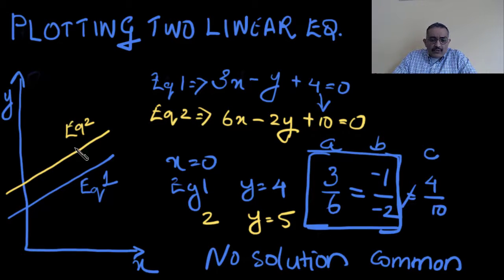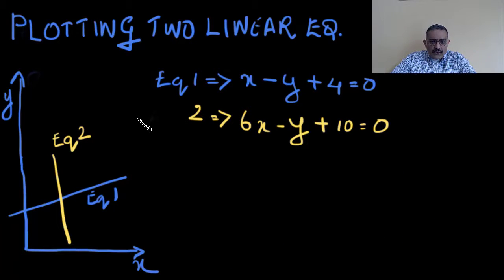Why? Because there is no common point between these two lines. They are always running in parallel. And the way to validate if they would run in parallel is to look at the proportion of A, B, and C. If the proportion of A and B are common, equal, the same, then they would run in parallel.